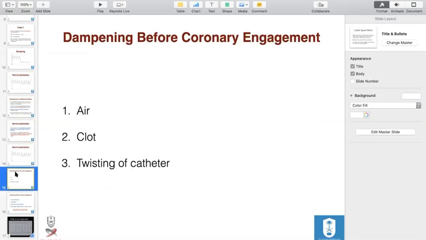So the next question is, if you see dampening before you engage the coronary, what's your differential? It's one of three. Either there is air within the catheter, there is a clot within the catheter, or with a lot of manipulation, especially when you're starting your cath lab rotation, you twist the catheter, and that's where it happens. So you have to recognize that fast. Once you see that, you try to untwist what you did. If you think there's clot, you do not inject. You try to withdraw and discard the clot. And if you think it's air, the same concept. You have to de-air it.